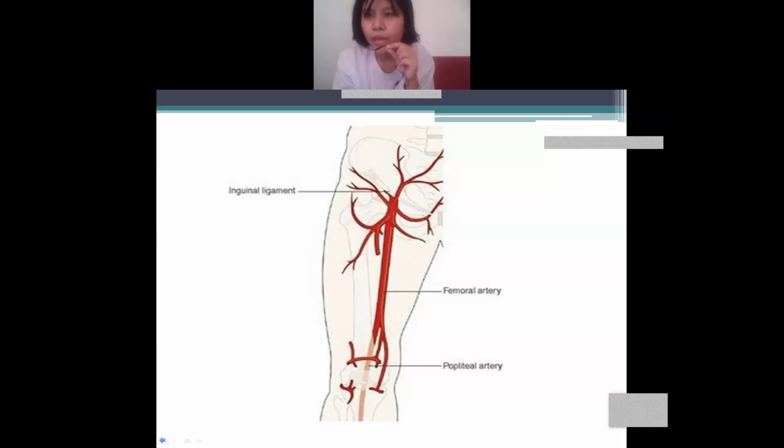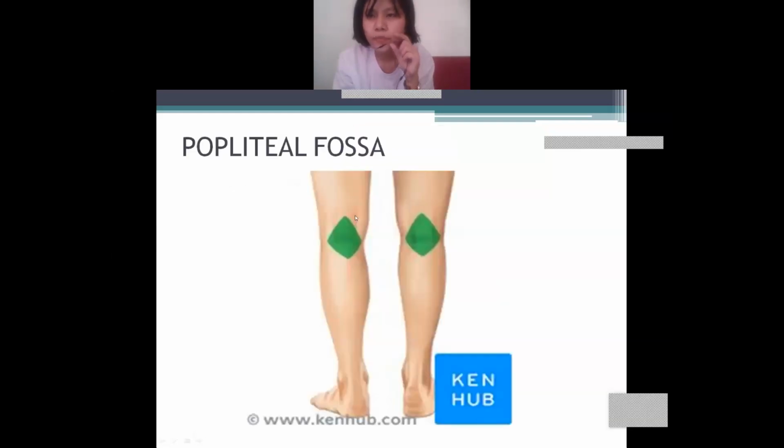Let me show you here. It will lie in your popliteal fossa. This is the popliteal fossa, this green colored thing. So the popliteal artery will lie here in this area.